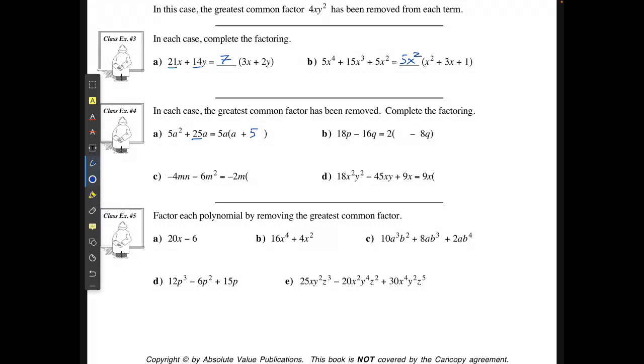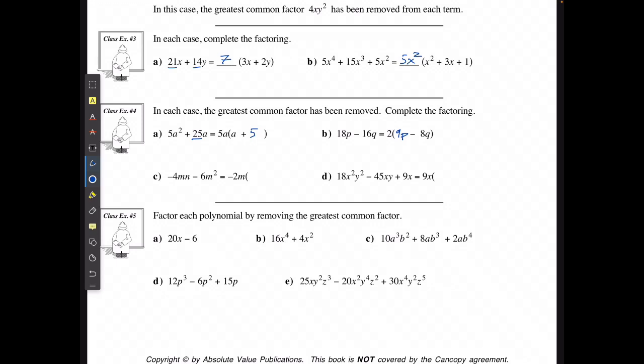For example B, if I had 18p minus 16q, well, 18 divided by 2 gives me 9, and I didn't take away the p, so the p is still there. And negative 16q divided by 2 leaves me with negative 8q.